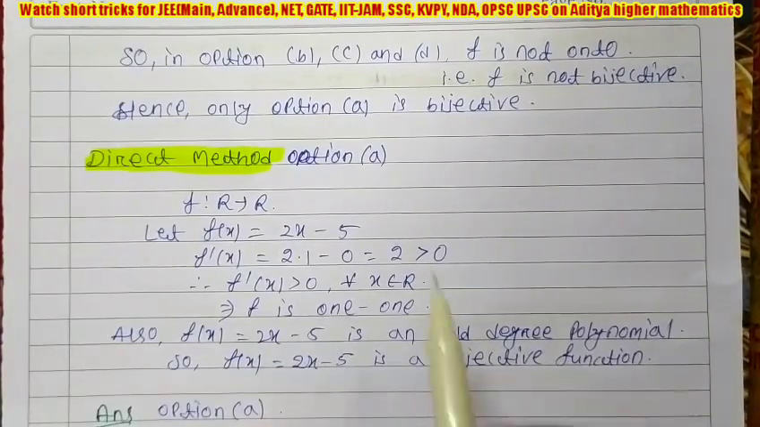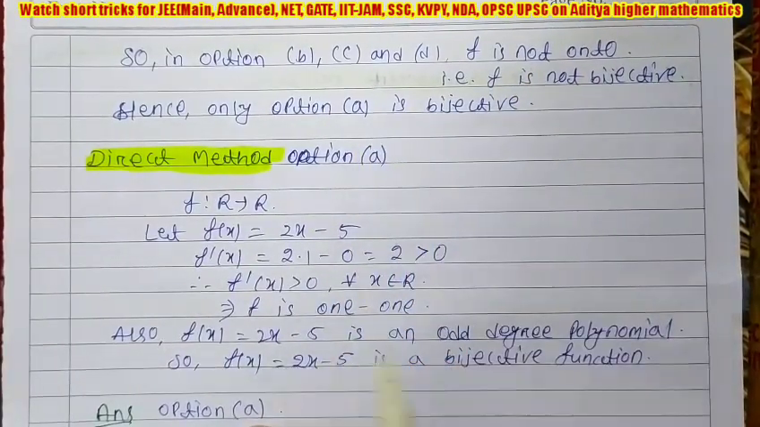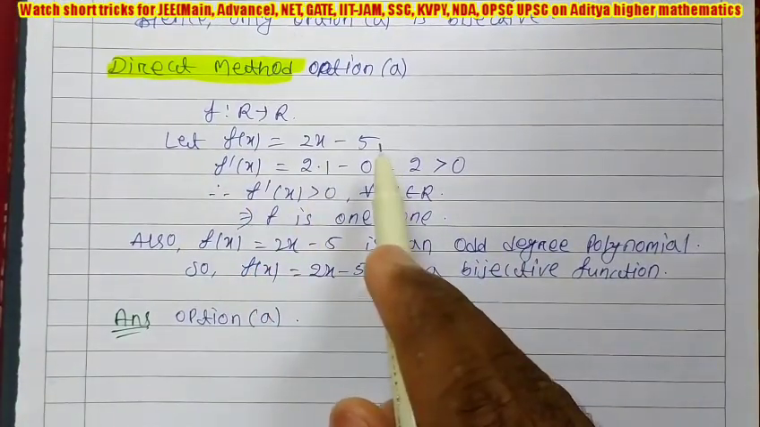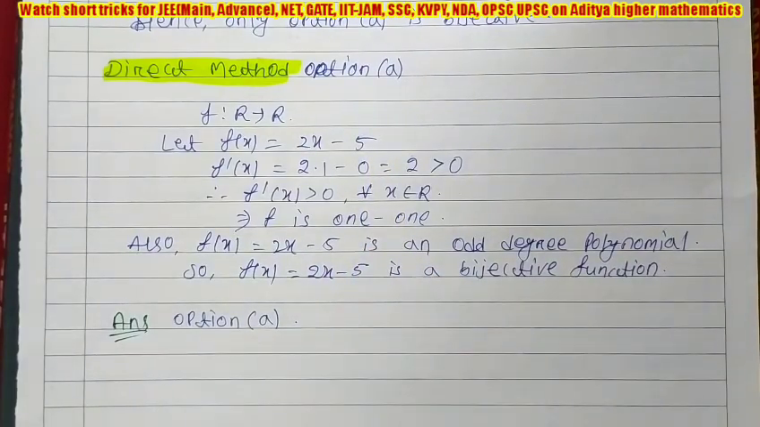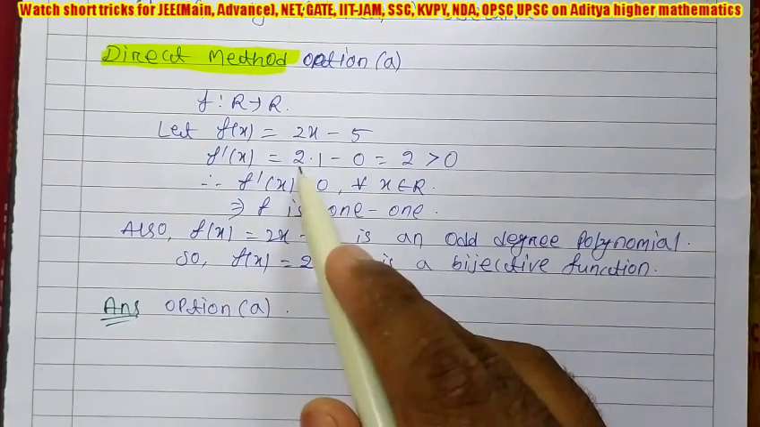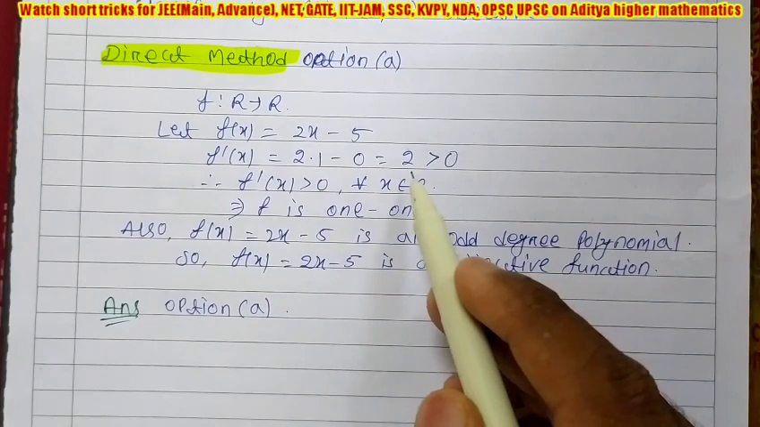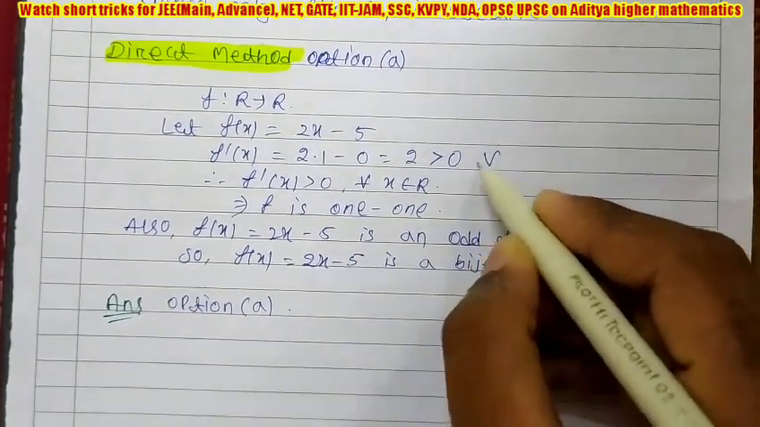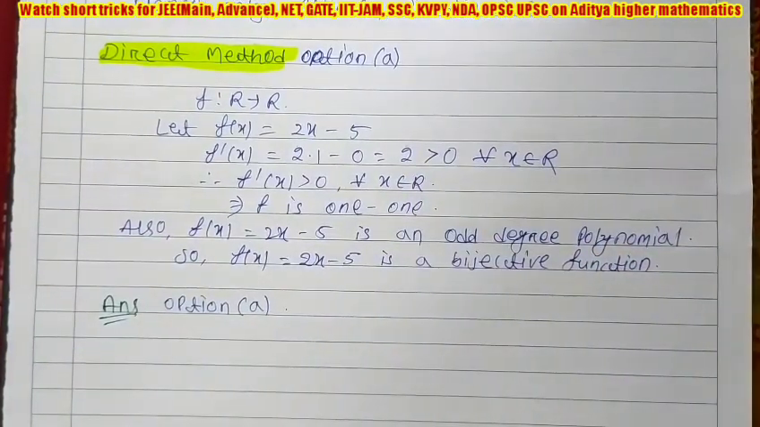So here we are getting options B, C, D not onto, means not bijective. So option A is bijective. Now what is the direct method? Observe. f(x) is given 2x minus 5. And I told that when you get the derivative greater than 0, so find its derivative. 2 multiplication, x derivative is 1, 5 derivative is 0. So 2 minus 0 we are getting 2. And 2 is greater than 0. Whatever real number you take, since it is constant, it is always greater than 0.